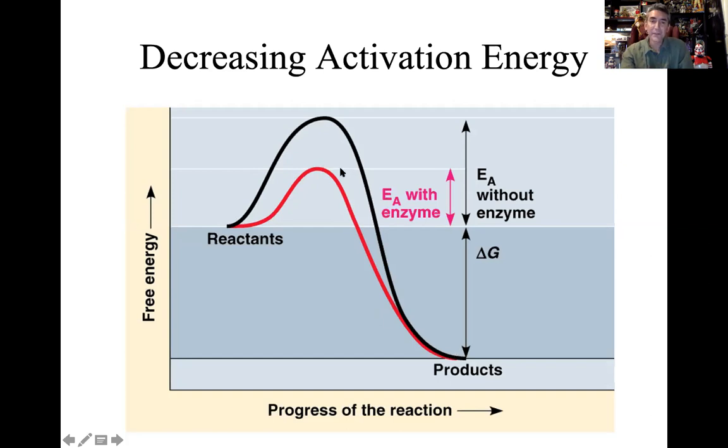So the red line represents the amount of activation energy required, which has been reduced with enzymes. So the enzyme has decreased the amount of energy required to convert reactants into products. We get to the same point. We don't arrive anywhere different. We end up with the same product. The red curve just got there a tiny bit sooner. The black curve got there a little bit later. Again, that's what enzymes do.